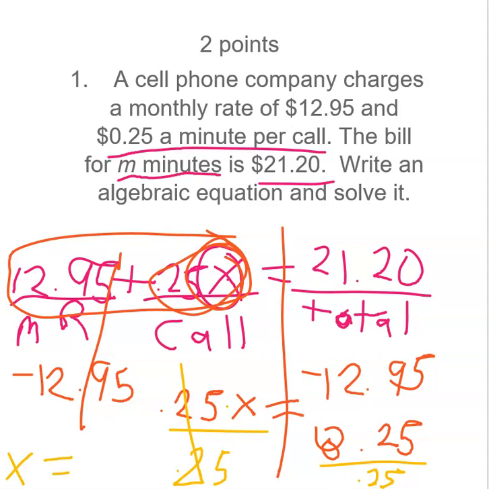Now we need to analyze what this means in context right here. What did we just solve? So 33 what? Well, remember before we wrote that x or m was equal to the number of minutes. So we just found that there's going to be 33 minutes. That's going to make this total charge come up to the $21.20. Hopefully that helps for this problem.